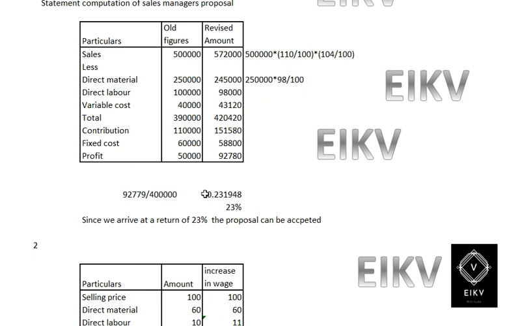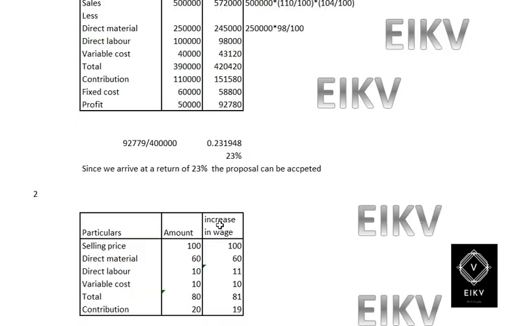Then when we take the return, 92,280 divided by 4 lakh gives 23%. Therefore the scheme suggested by the sales manager is acceptable.